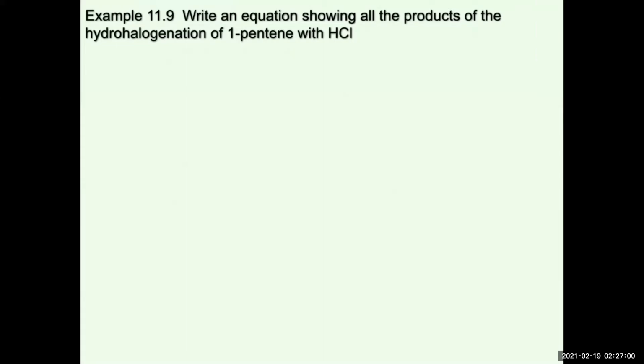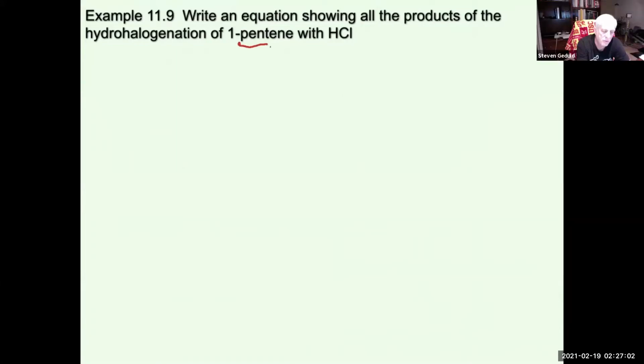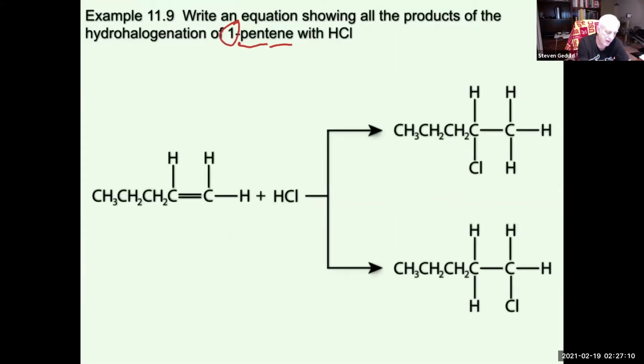Okay. Write an equation showing all the products from hydrohalogenation of 1-pentene with HCl. All right. 1-pentene is what? How many carbons? 5. 5 carbons. Penta's 5. And 1 double bond at the number 1 position. So there's 1-pentene. Okay. So there's 5 carbons. 1, 2, 3, 4, 5. And a double bond at the number 1 position. So here's your product we're starting with.